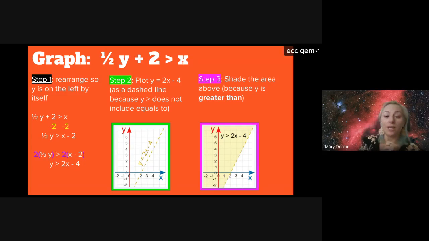Well, it's a greater than symbol, so where is y greater than? It's all the y values that are greater than, so we shade above.